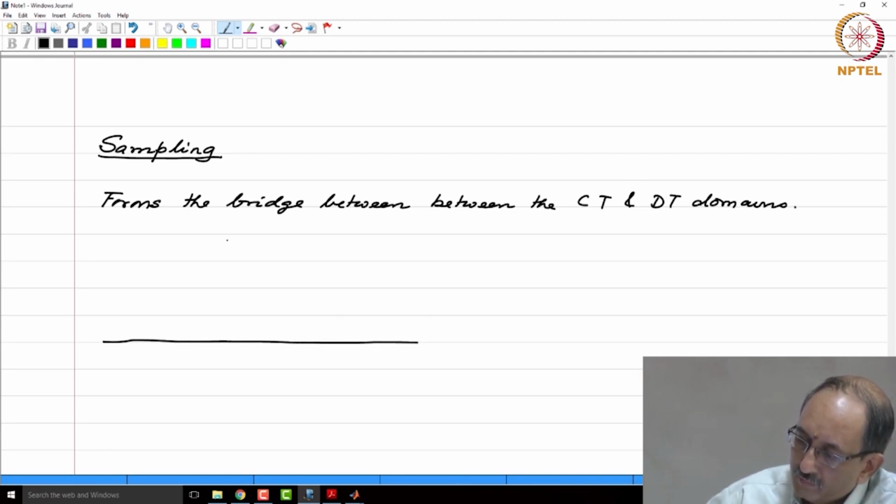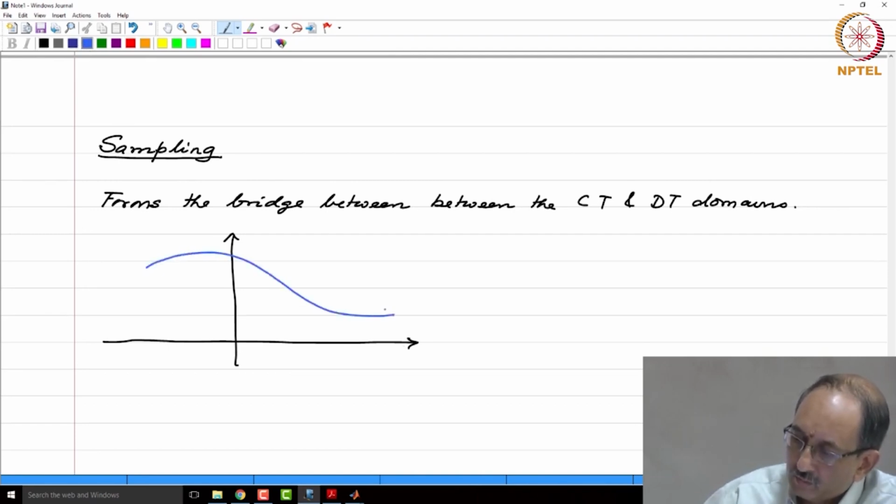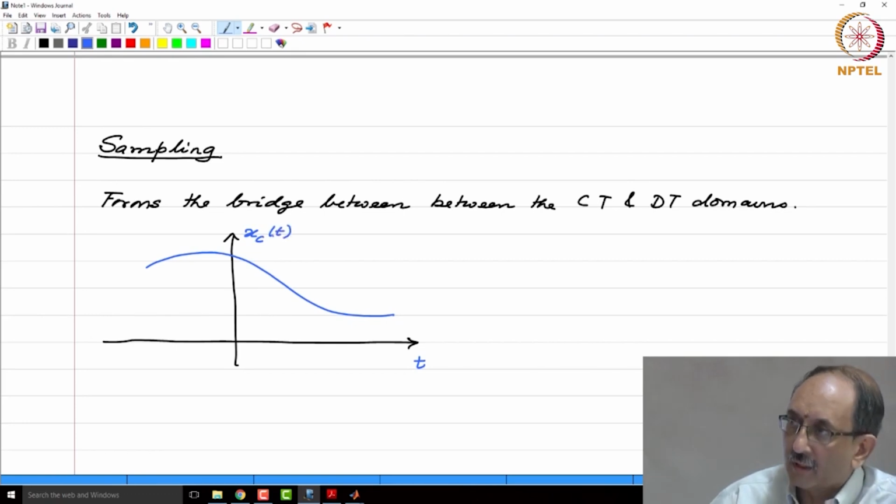So, now let us look at this continuous time signal. So, you have t here and you have x c of t. So, this is the underlying continuous time function or signal, and now you want to relate this to samples of this. So, if you want to relate this to the samples, you will sample it at even intervals. So, this is what is called uniform sampling.